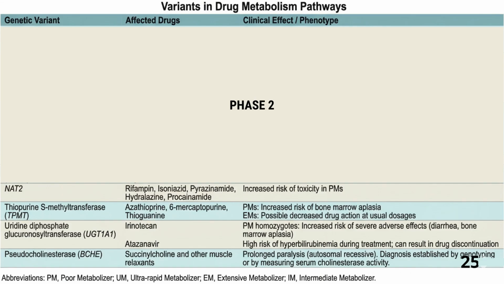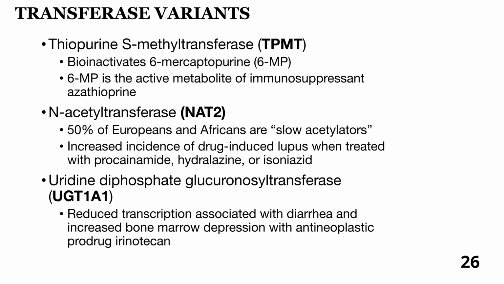We now transition to Phase 2 metabolism, which involves transferases for drug conjugation and clearance. Key transferase variants include TPMT, NAT2, and UGT1A1. TPMT bioinactivates 6-mercaptopurine. NAT2 slow acetylators increase the risk of drug-induced lupus. Reduced UGT1A1 function is associated with toxicity from irinotecan.